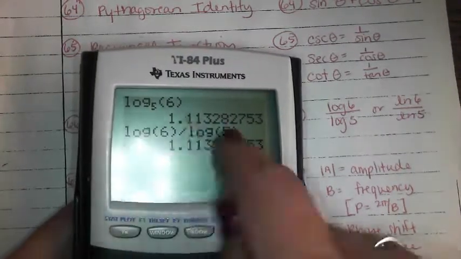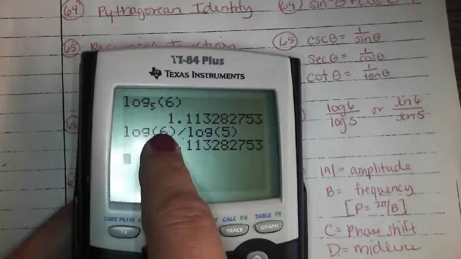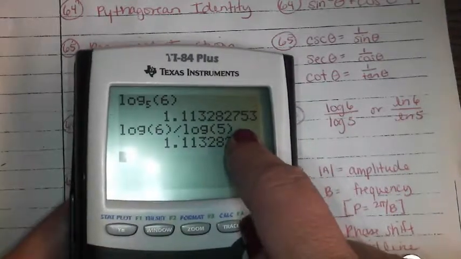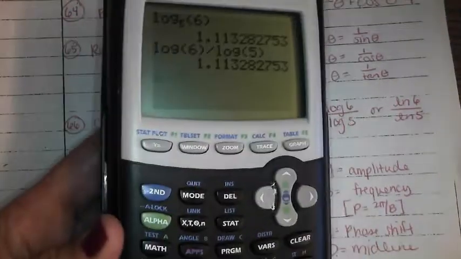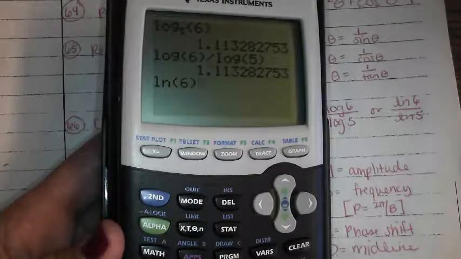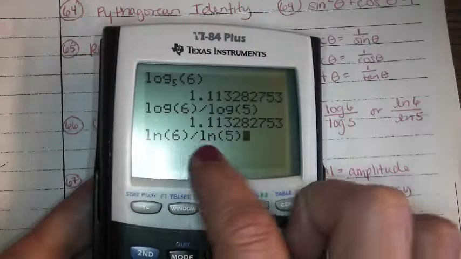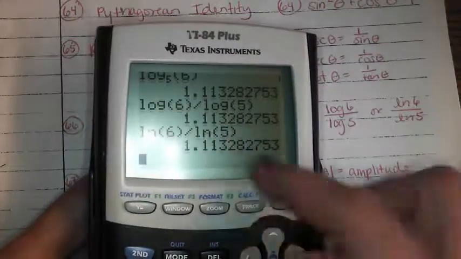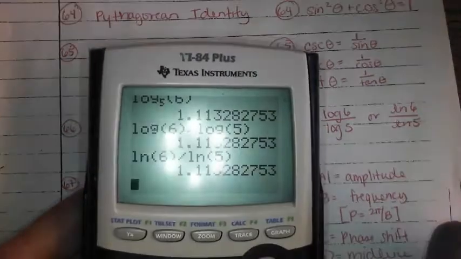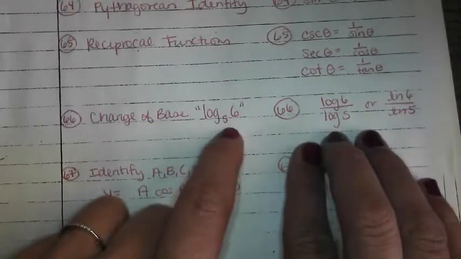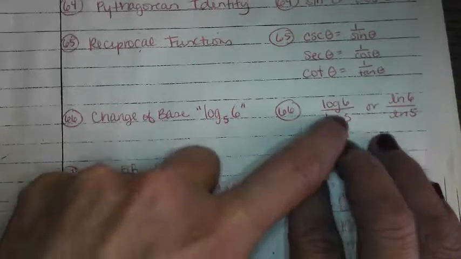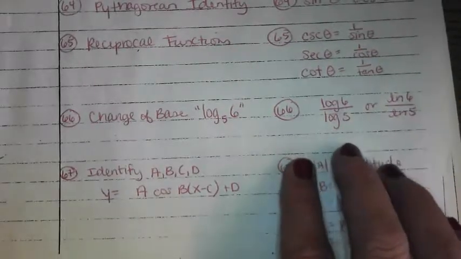As long as whatever log you take has the same base, which this one obviously does because it's a base of 10. With that being said, the same thing will also work for ln of 6 divided by ln of 5, because those are just a log with the same base of e and will give you the same answer. Do you follow? Okay, so change of base formula, and I just gave a numerical example, log 6 over log 5, or natural log of 6 over natural log of 5.